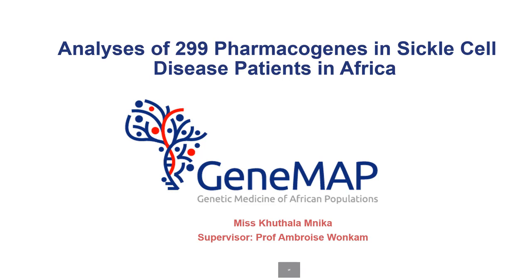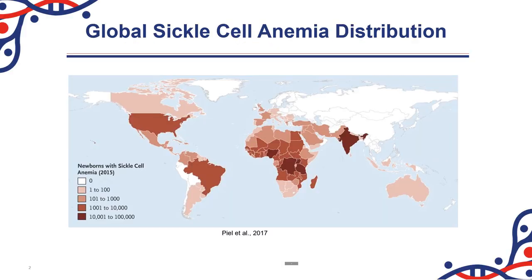I'll be presenting part of my PhD project, which is Pharmacogenomics of Sickle Cell Disease Therapeutics in Africa. However, in this presentation, I'll be talking to you about the analysis of 299 pharmacogenes in sickle cell disease patients in Africa. Sickle cell disease is a monogenic disorder.